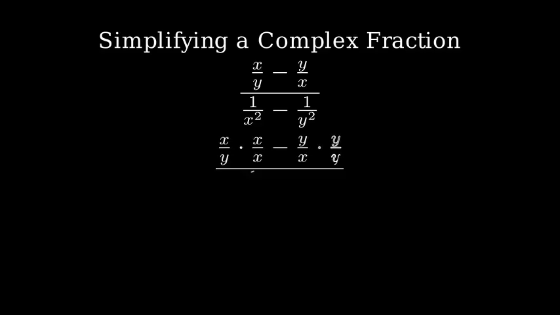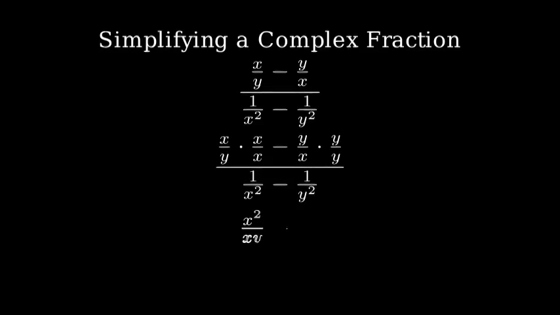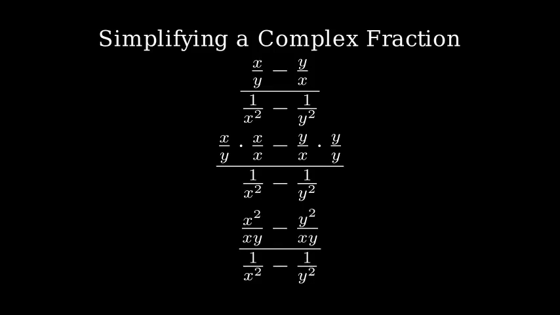To do this, we multiply the first fraction by x over x and the second fraction by y over y. This gives us x squared over xy minus y squared over xy in the numerator. The denominator remains unchanged. Now, let's find a common denominator in the denominator.